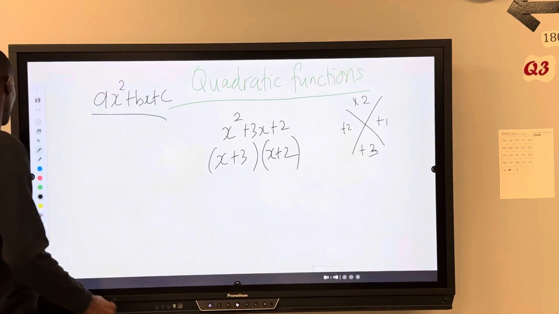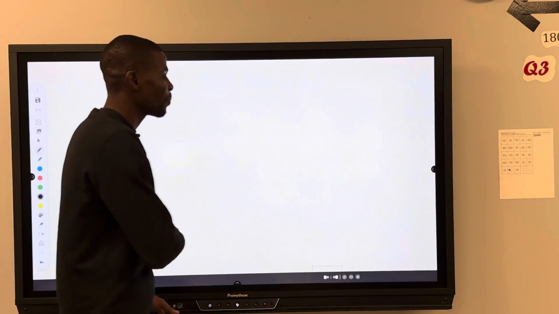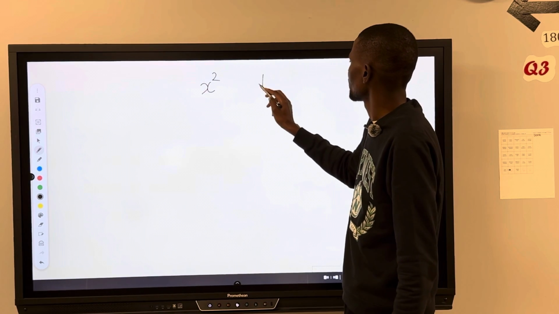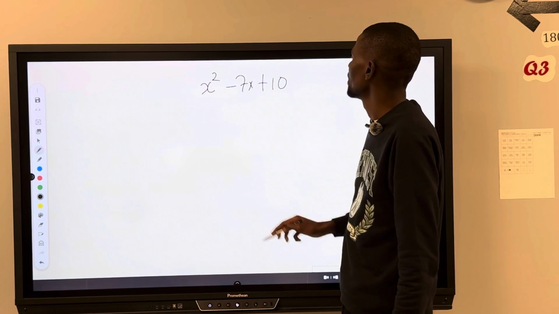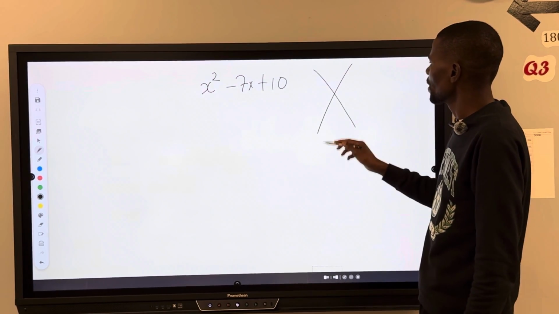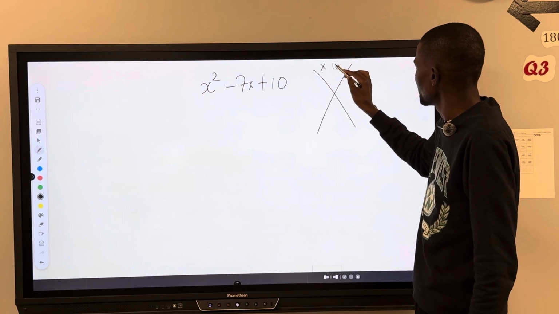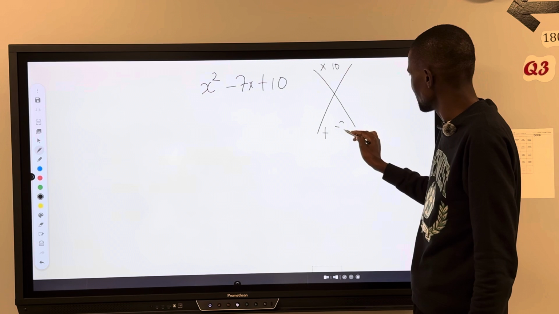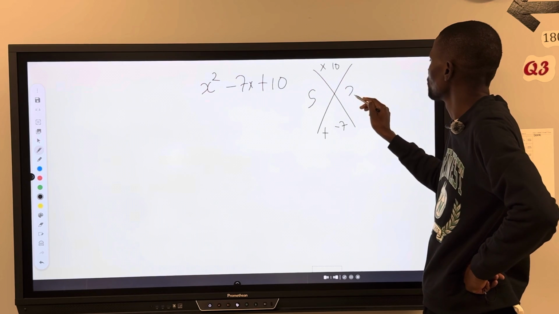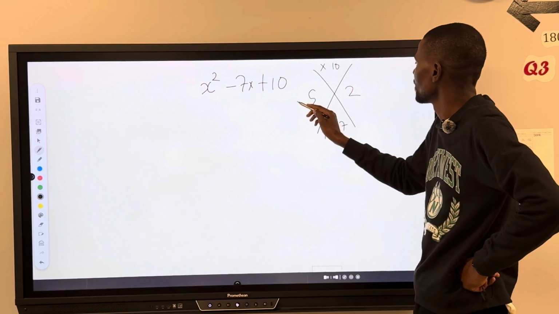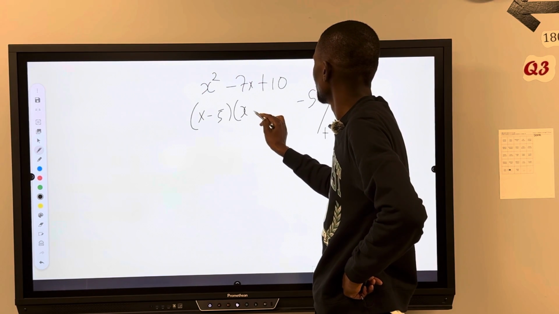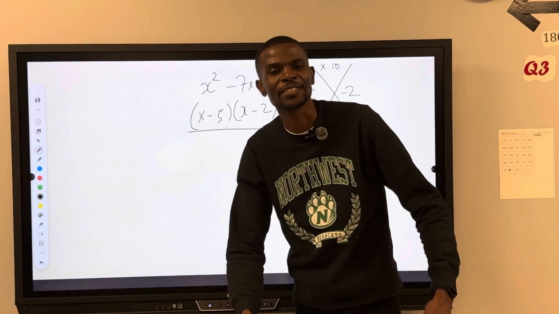Let's consider more examples, guys. For example, if I have x squared minus 7x plus 10, I am looking for two factors which when multiplied give us 10, and when added give us negative 7. At this point, I would think of 5 and 2. But because I want the sum to be negative 7, both should be negative. So the result is x minus 5, x minus 2. Then we are good.